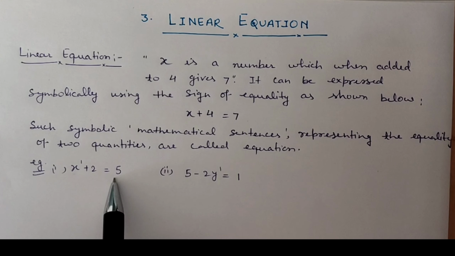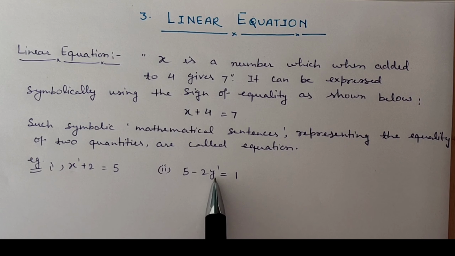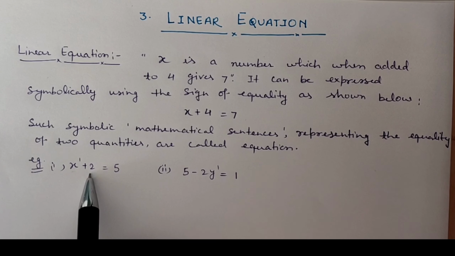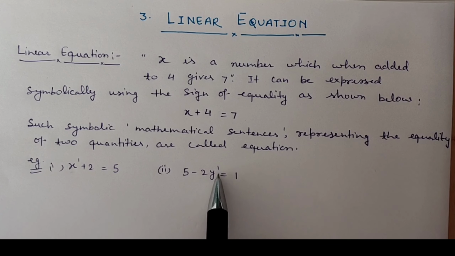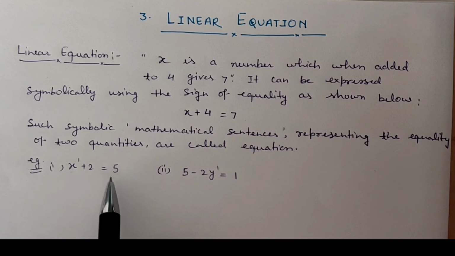Since in these mathematical expressions only one variable is used, you can find what is the degree of this equation. Here you can see the highest power of x is 1, and in this expression the highest power of y is 1. So what is the degree of this equation? Degree of this equation is 1, and degree of this equation is also 1. So when the degree of the mathematical expression is 1, then this is called the linear equation. And here since only one variable is used, this is the linear equation in one variable.